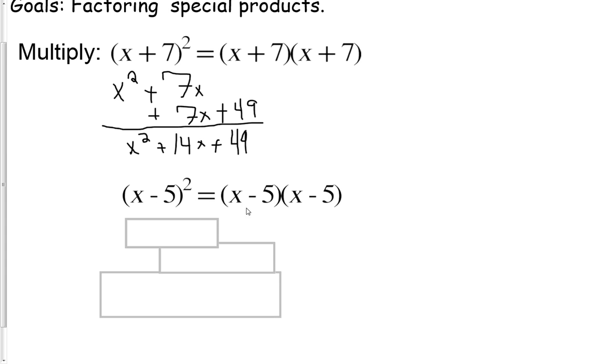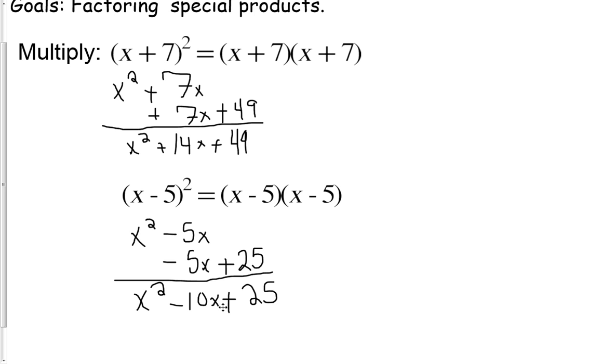One more time, but this time with a negative. X minus 5 squared is x minus 5 times x minus 5. X times x, x squared. X times minus 5, minus 5x. Inners, negative 5 times x is another minus 5x. Last, negative 5 times minus 5, plus 25. And we get x squared minus 10x plus 25. So notice the middle only slightly changes between a plus and a minus. The middle gives us a different sign, x squared minus 10x plus 25.